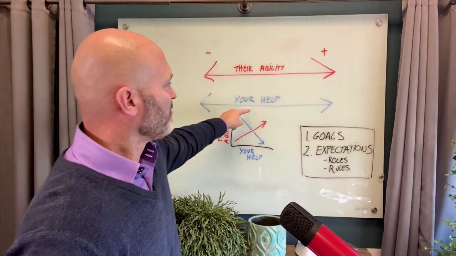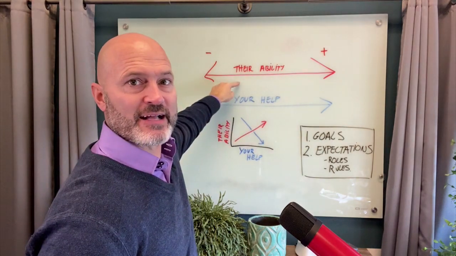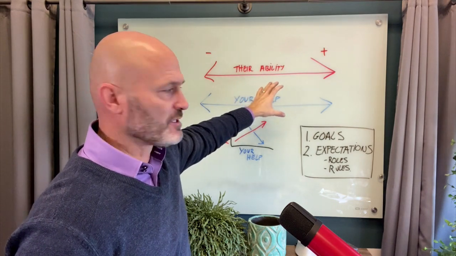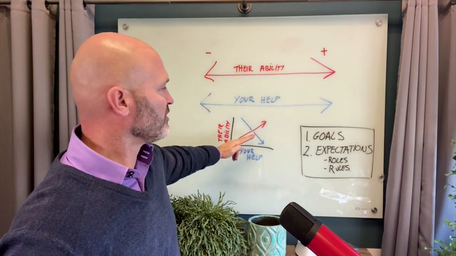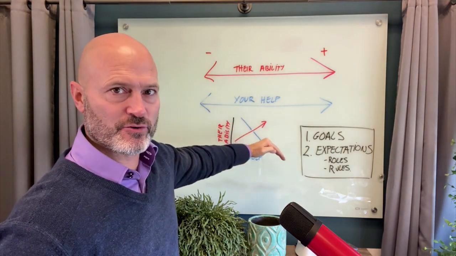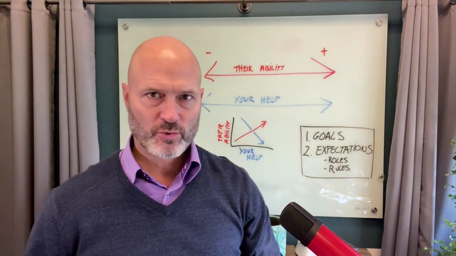However, if my help goes up while their ability goes down, then that's more support. So these are inversely related. You can take a look at this little chart here. As the other person's ability increases, then my assistance should decrease. So how does this make sense in the real world?